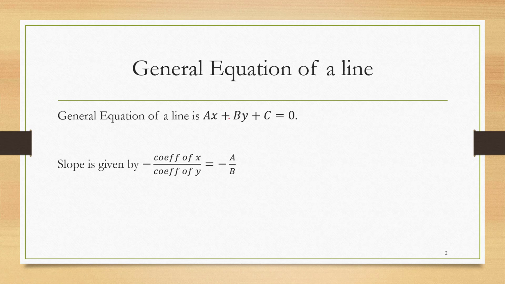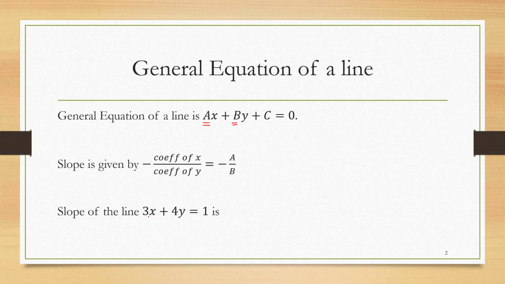The general equation of a line is given by ax plus by plus c equal to 0. Then slope is given by minus of coefficient of x upon coefficient of y. Coefficient of x is a and coefficient of y is b, so it is minus of a upon b. For example, let's find the slope of the line 3x plus 4y equal to 1.